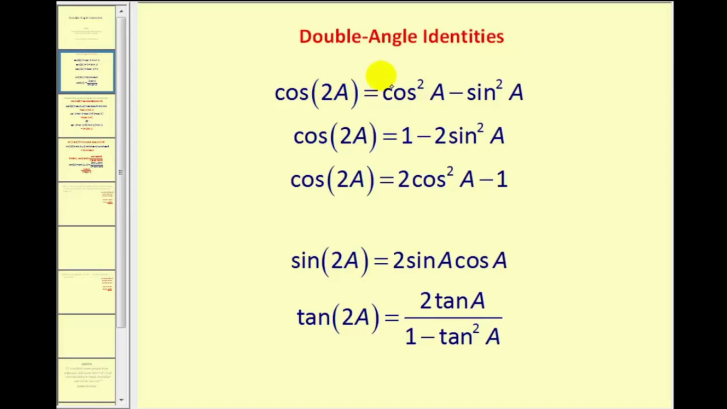Cosine of 2a is equal to cosine squared a minus sine squared a, or 1 minus 2 sine squared a, or 2 cosine squared a minus 1. All of these are equal to cosine of 2a.